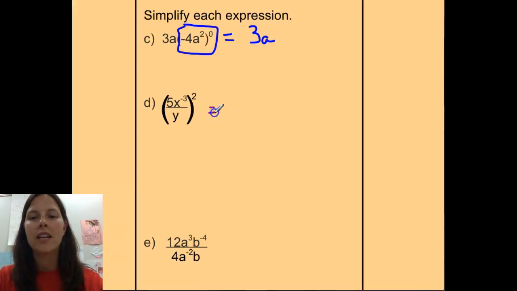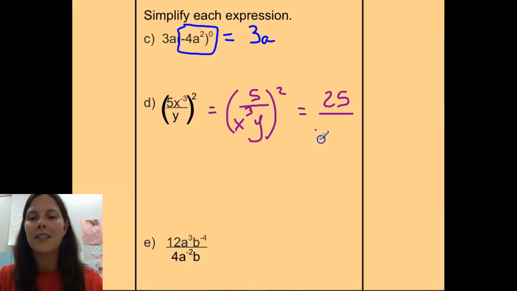Part D, we have another negative exponent. I'll take care of that first, moving just the x cubed to the denominator, making that negative exponent positive, and then we'll distribute that square. 5 squared is 25. x cubed squared is x to the 6th, and y squared is y squared.